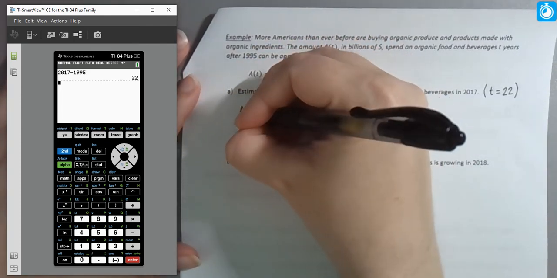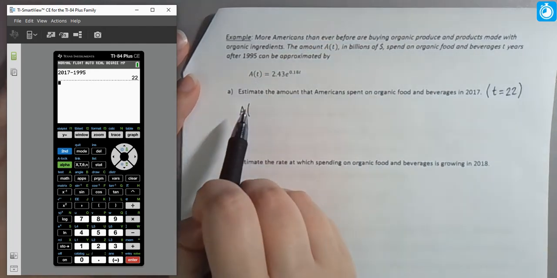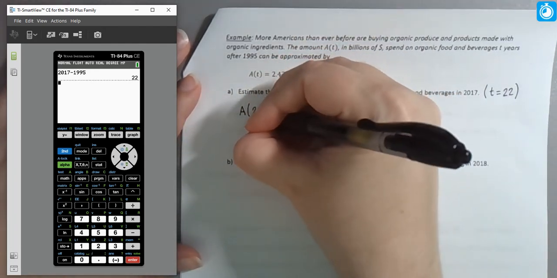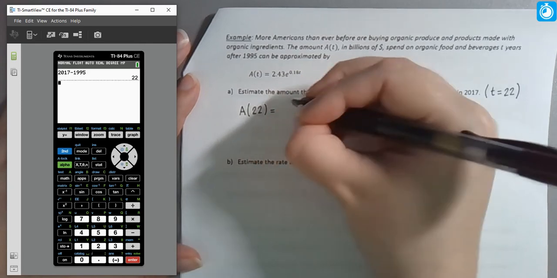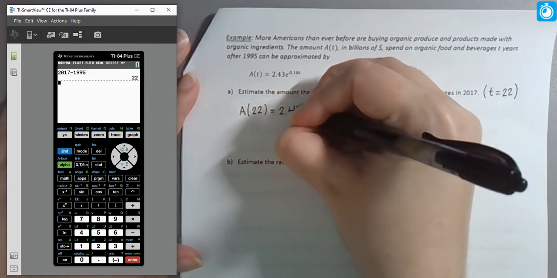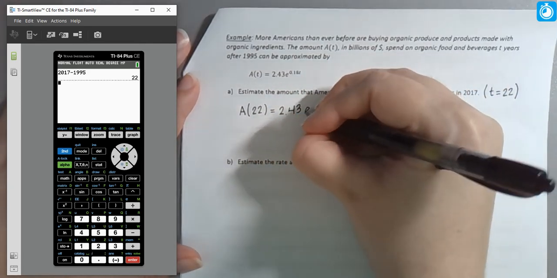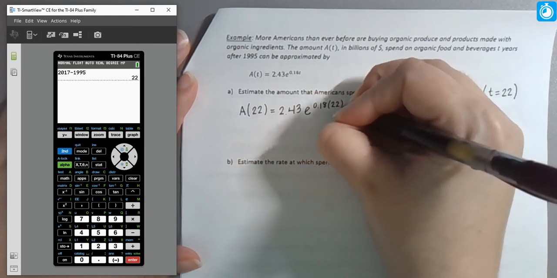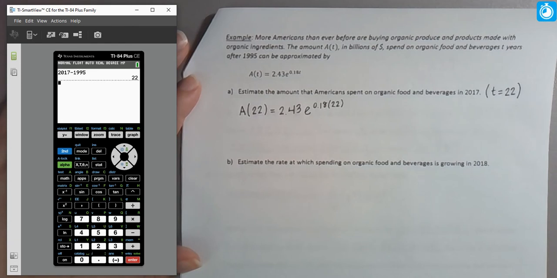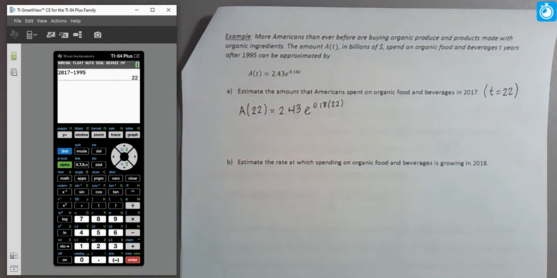So let's evaluate this. We want to know what was the amount spent in 2017, in other words, 22 years after 1995. So I'm going to sub that into my function. 2.43 times e to the 0.18 times 22 power. Now, if you're careful, you can actually plug this into your calculator all in one line. You do have to be very careful though.